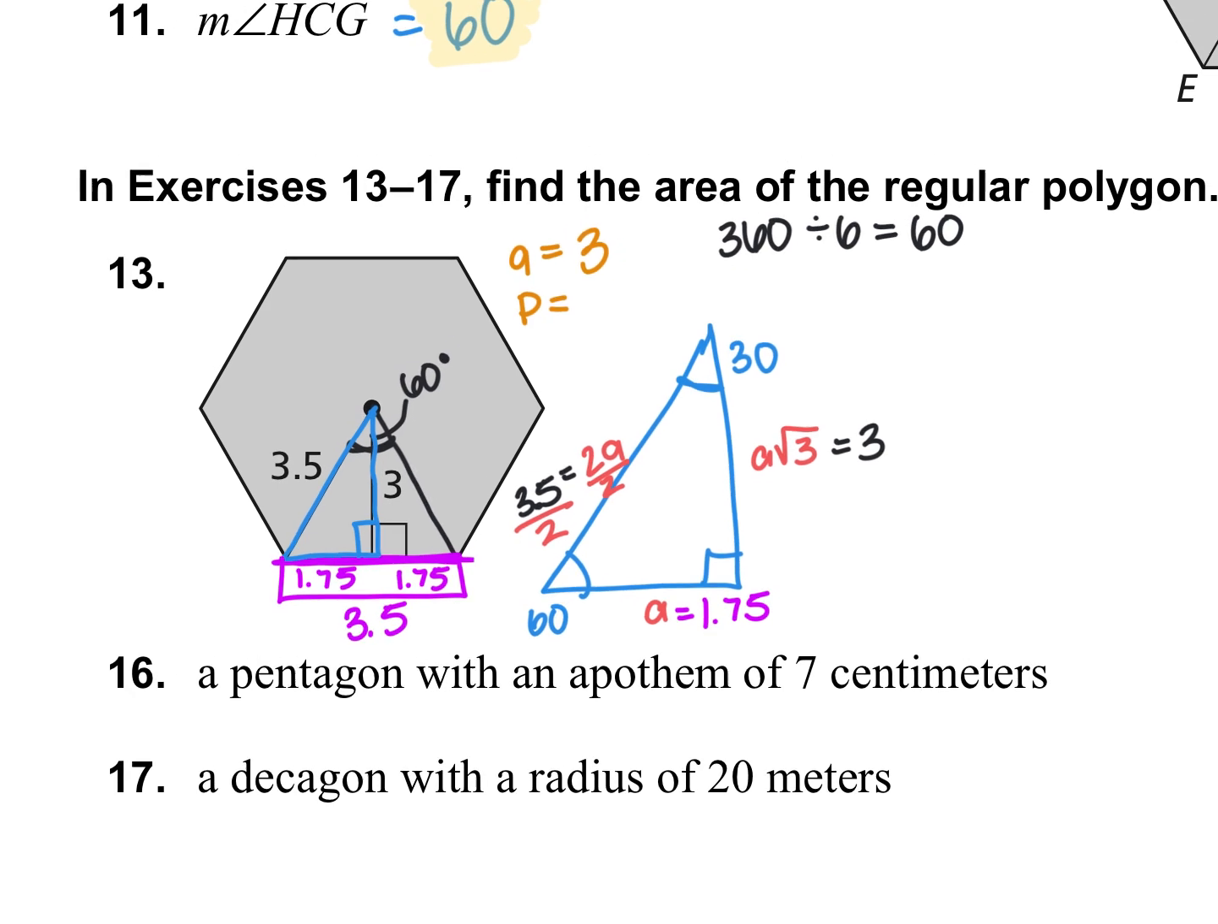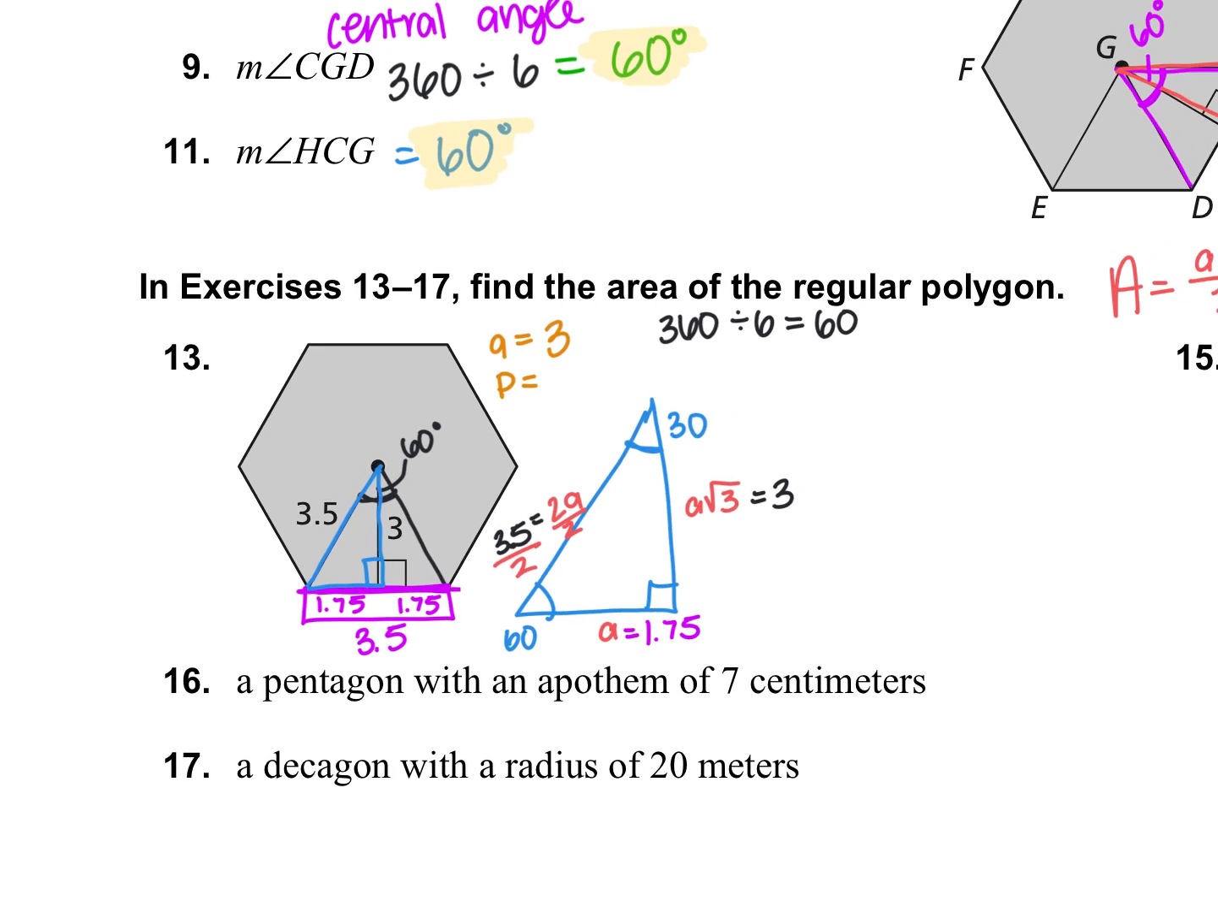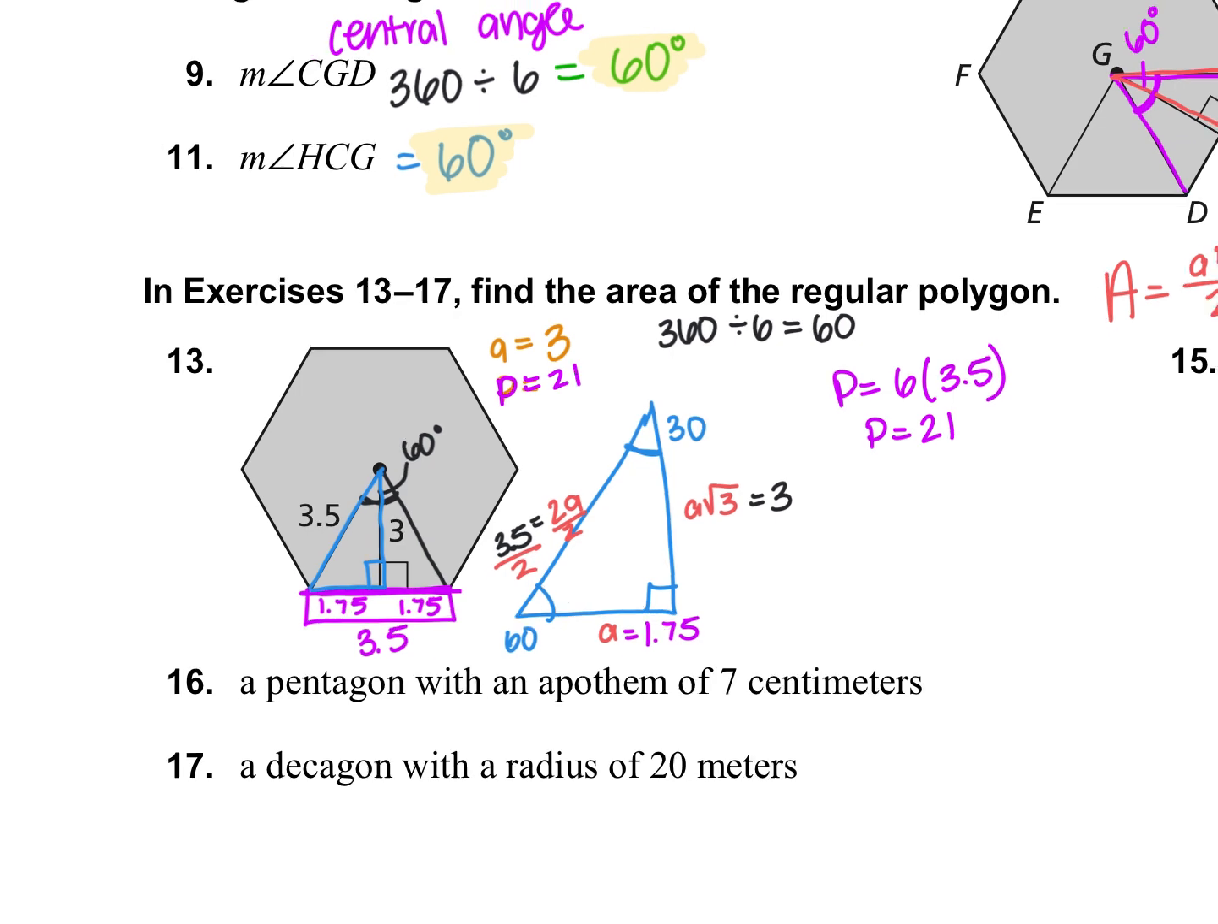3.5. Okay, so because I found a side length, I am solving for my perimeter right now. How would I solve my perimeter? Multiply 6 times 3.5. Good, 6 times 3.5, and what would you get for your perimeter? 21. Perfect. Okay, I found my perimeter.